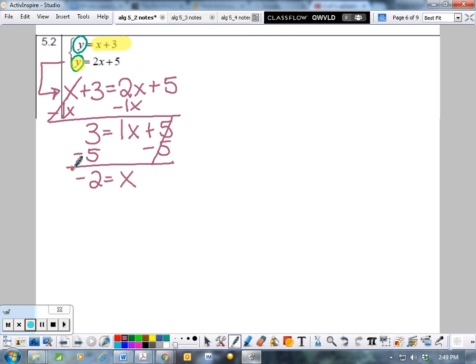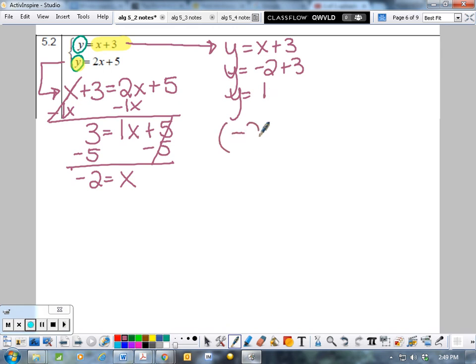So now we can go back to one of our original equations, and it doesn't matter which, but I'm going to go ahead and use the first one because it looks easier. And we have y equals x plus 3. And so now y equals x, which is negative 2 plus 3, and negative 2 plus 3 is the same thing as 3 minus 2, which gives us 1. And so remember, these are two lines intersecting, and so our solution is x comma y, and that is the point where the two lines intersect.